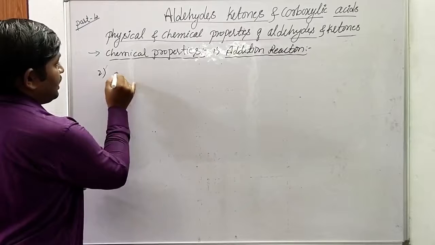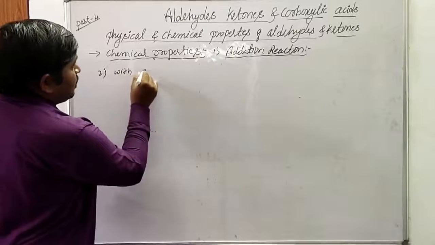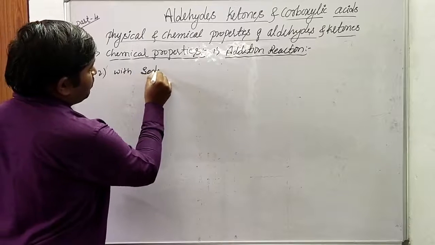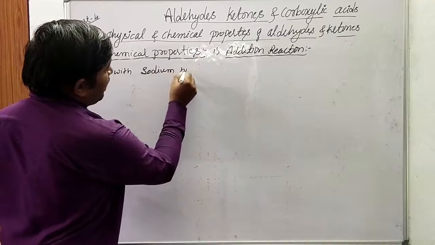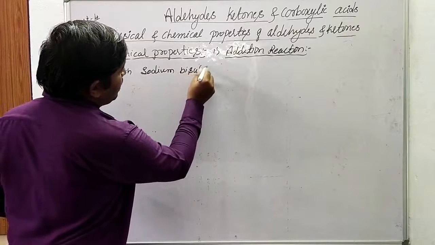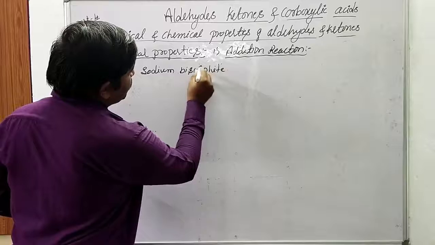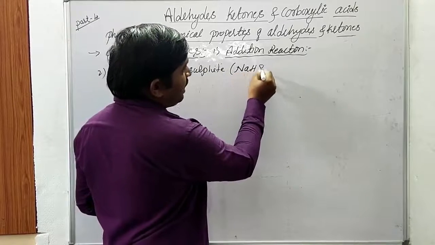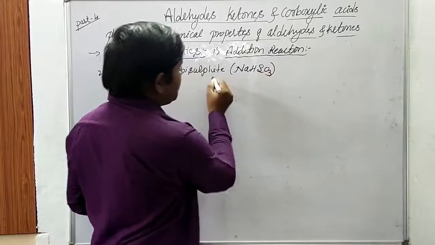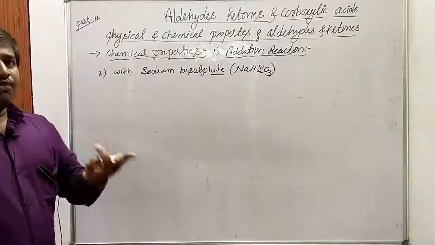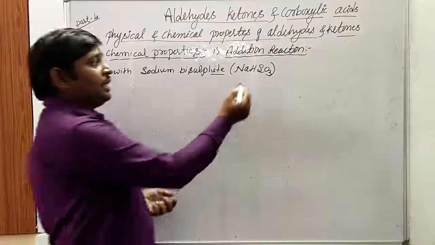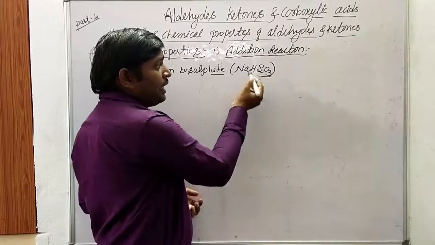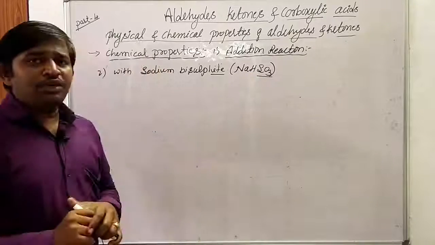So, second addition reaction: with sodium bisulfite. Sodium bisulfite, what is the formula? You observe the spelling here. It is not sulfate, it is sulfite. It is SO3. So here also the addition of an electrophile and a nucleophile takes place.